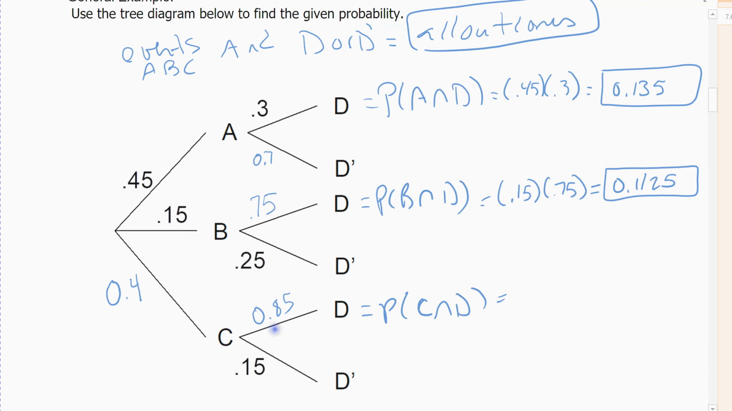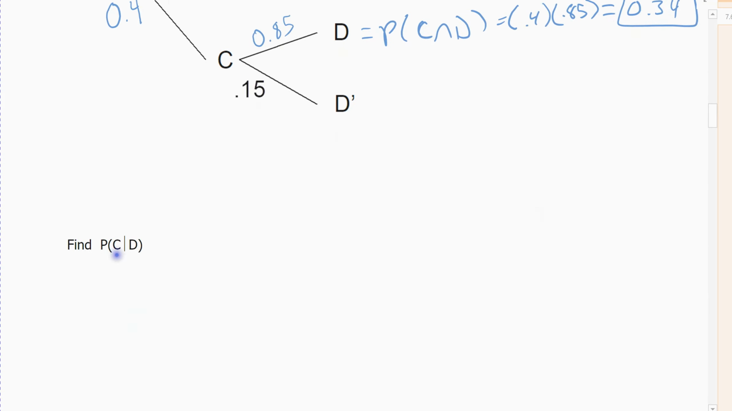And then the last event that I'm going to find, probability of C was 0.4, probability of D given C was 0.85, multiply that out, 0.34. Now again, if you want to find the other missing probabilities where D did not occur, it's up to you. Those are the only ones I need to answer my question. Alright, so the question is, find the probability of C given D happened.